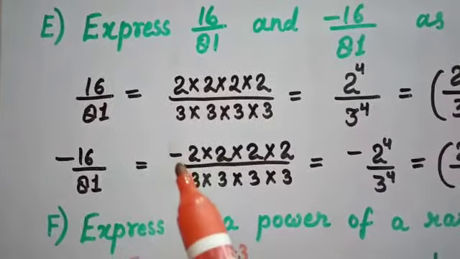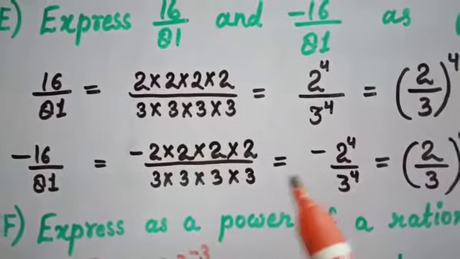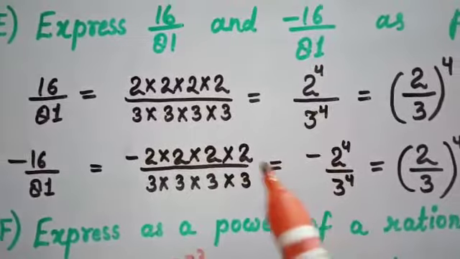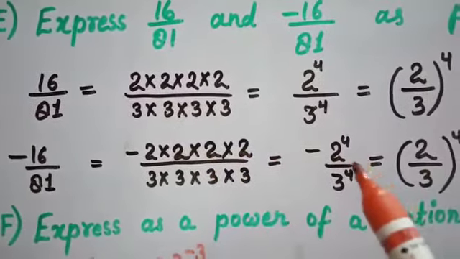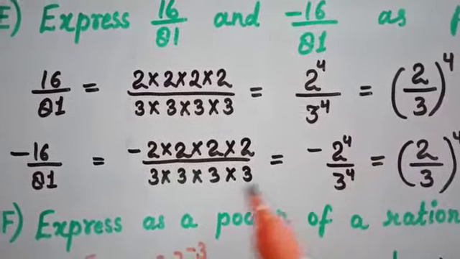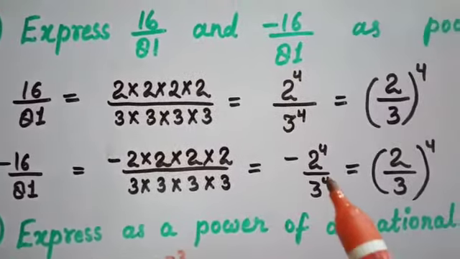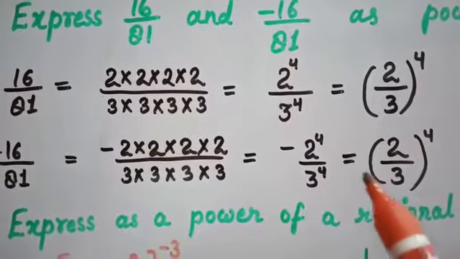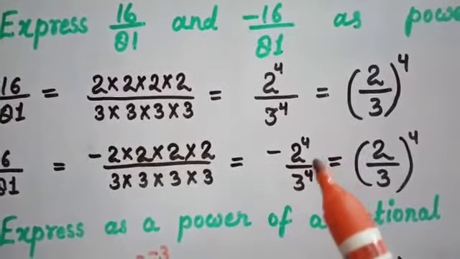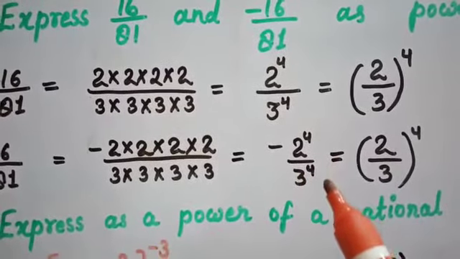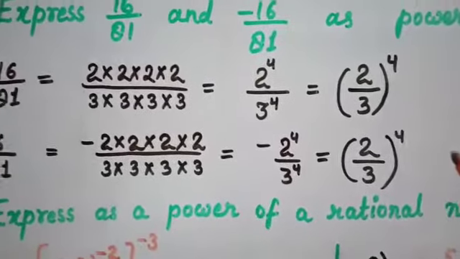Before this, we will put a minus sign like this, and the minus sign as it is. 2 into 2 into 2 into 2 can be written as 2 to the power of 4. 3 into 3 into 3 into 3 can be written as 3 to the power of 4, equal to minus 2 to the power of 4 upon 3 to the power of 4, which can be written as minus 2 upon 3 whole to the power of 4.